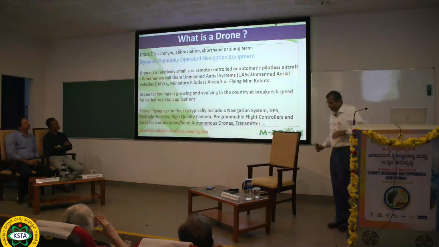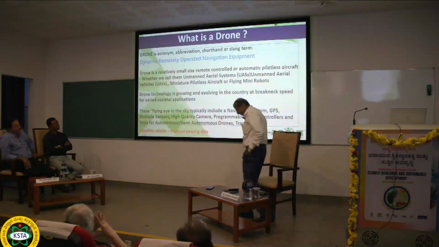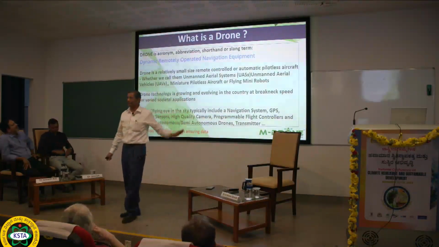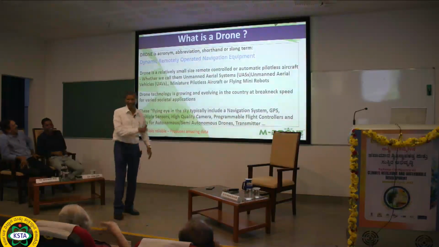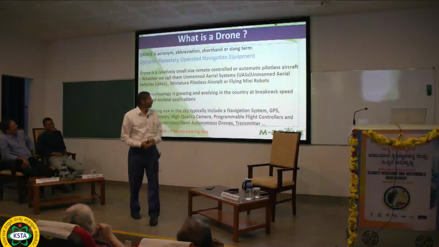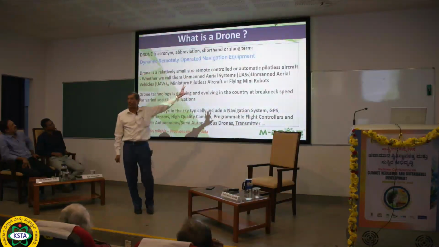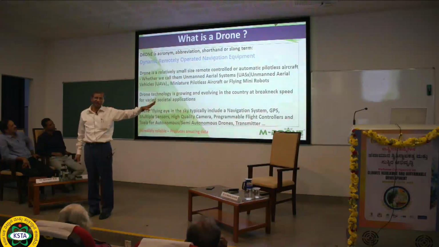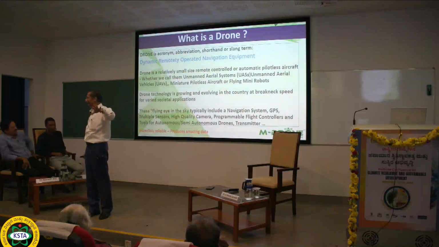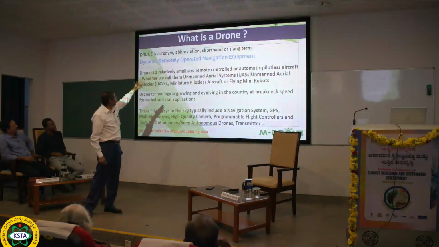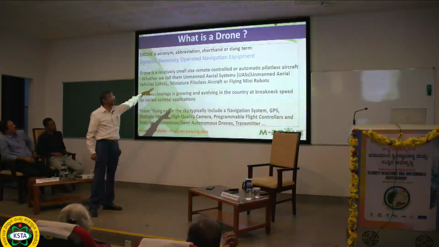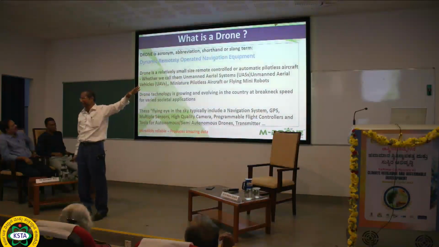What is a drone, you may ask me. Everybody talks about drones. Can anybody answer without seeing this? The most important thing is that drone is basically an abbreviation. In fact, it is really called an unmanned aerial vehicle or unmanned aerial systems. But usually from 1940 onwards it has been called the drone, and they also coined it as a dynamic remotely operated navigation equipment. That is the drone.